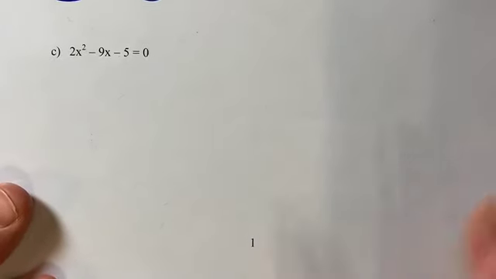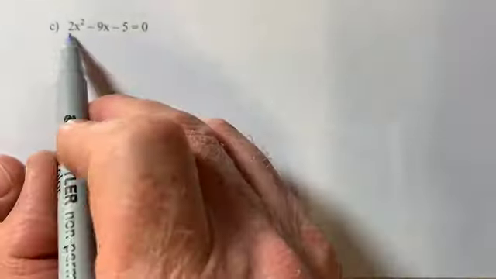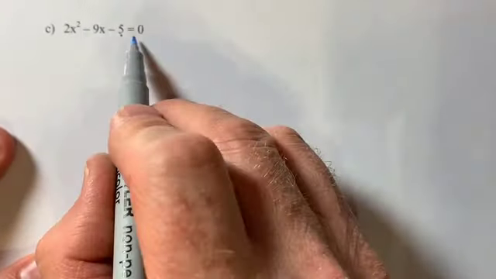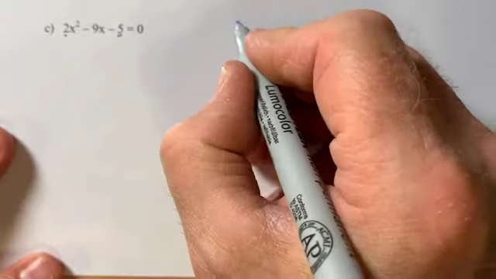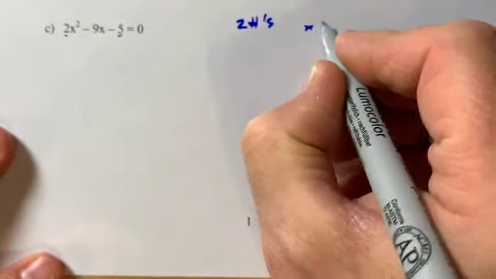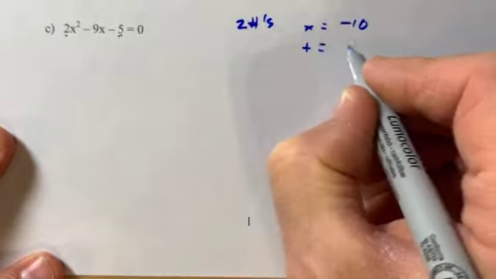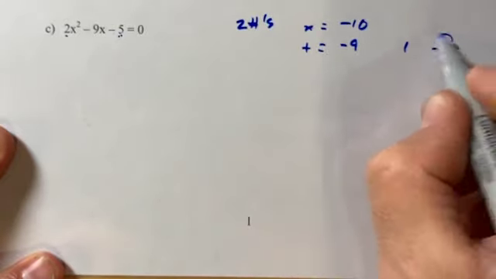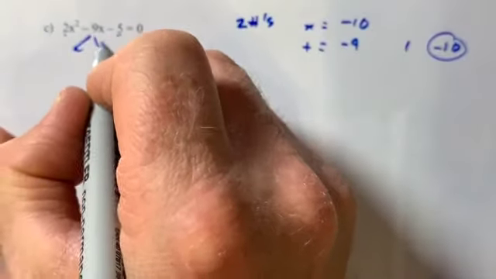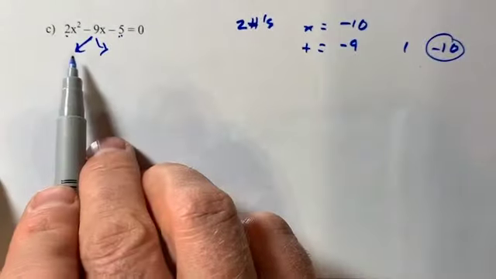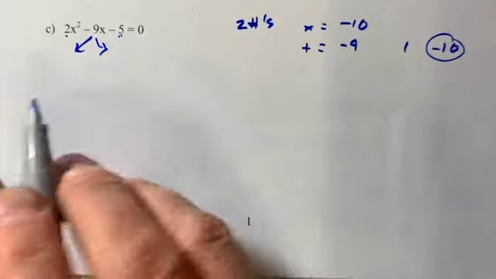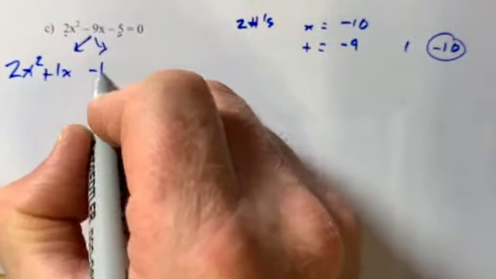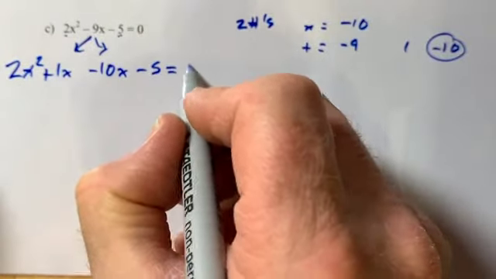Okay, next one. Let's try this one. 2x squared, plus 9x, minus 5. Two numbers multiply to 5 and add up to 9? No. But this is a decomposition. Remember, it's 2 times negative 5. So I want two numbers that multiply to give me negative 10 and add up to give me 9. Okay, so it's got to be 10 and 1. So it's positive 10, negative 1. Remember, the 9 is going to break into two different parts. So I've got 2x squared plus 10x minus 1x minus 5 equal to 0.